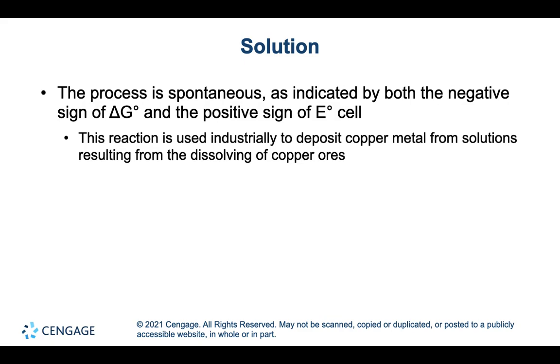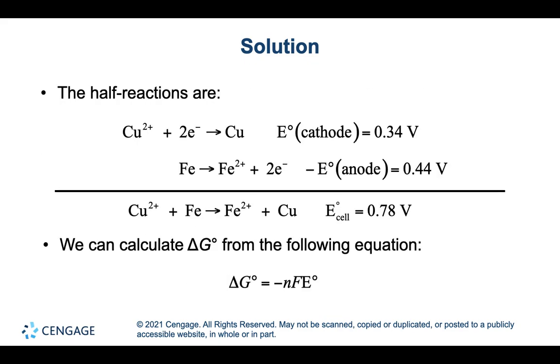So we realize now the process is spontaneous because it's got both a negative delta G and a positive E naught. And those two always go together. This reaction has actually got its usefulness. It's used industrially to deposit copper metal from solutions where you dissolve the copper ore. The copper ore becomes copper plus 2. Use iron metal and you're going to get the copper metal to come out of solution.